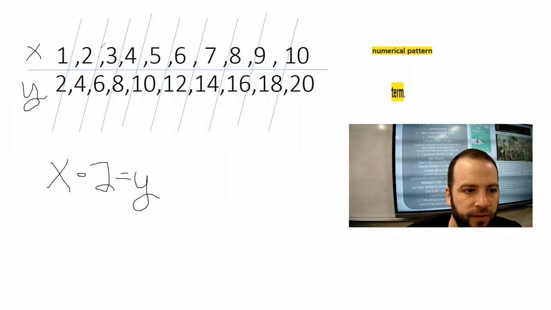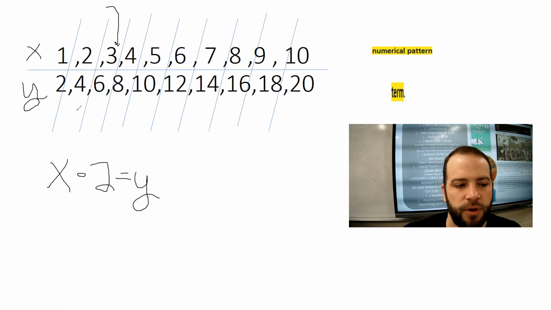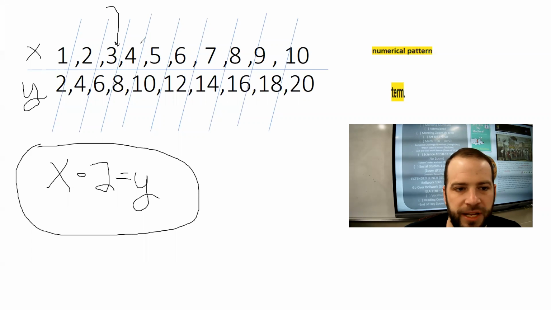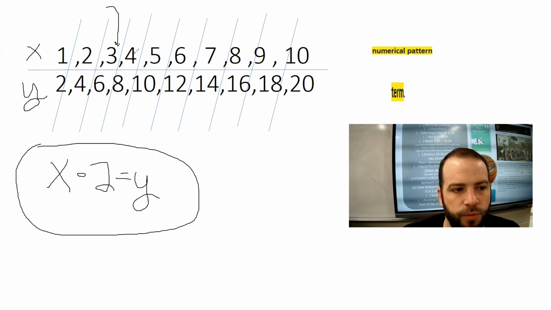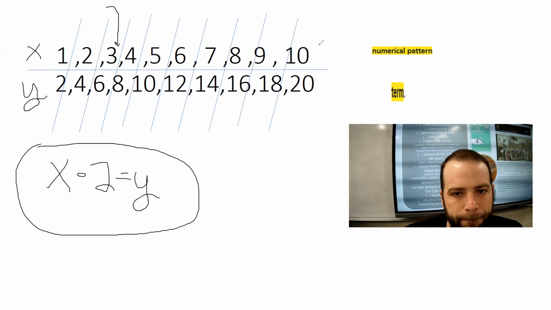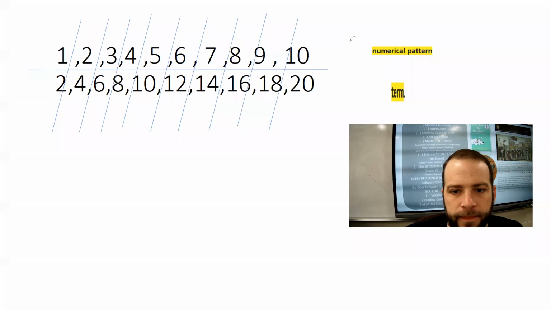Does that make sense? Let's look at the third term of both. Is 3 times 2 6? Yes. So all we're doing is we just came up with a letter to represent each. So the top, we're going to represent it with X. The bottom, we are going to represent with Y. And then the relationship is X times 2 is equal to Y. Let's continue.